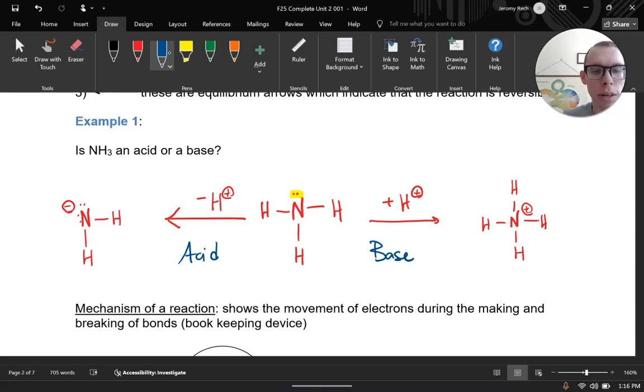So there are some species, for example here, ammonia, that can be either acidic or basic. And what's really going to matter is the other component. In all of our acid-base reactions, we're going to have two different components, one that's going to be a donor and one that's going to be an acceptor. So depending on the identity of the second component, you might get an acid or a base.